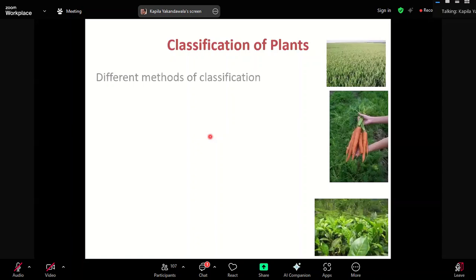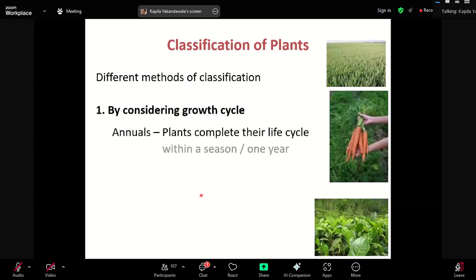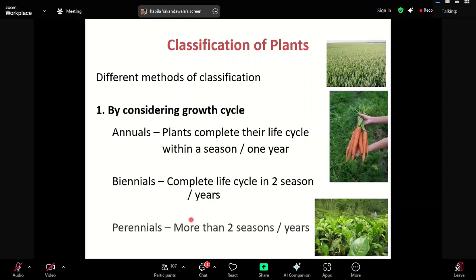So throughout human history, we used different methods to classify plants. Initially, we considered the growth cycle. You know, we have 3 different categories: annuals, biennials, and perennials. Annual means these plants complete their life cycle within a year or within a season. Biennials complete their life cycle within 2 years or within 2 seasons. Perennials, more than 2 seasons or years, right? So based on that, we classify plants, but it is not a good method.